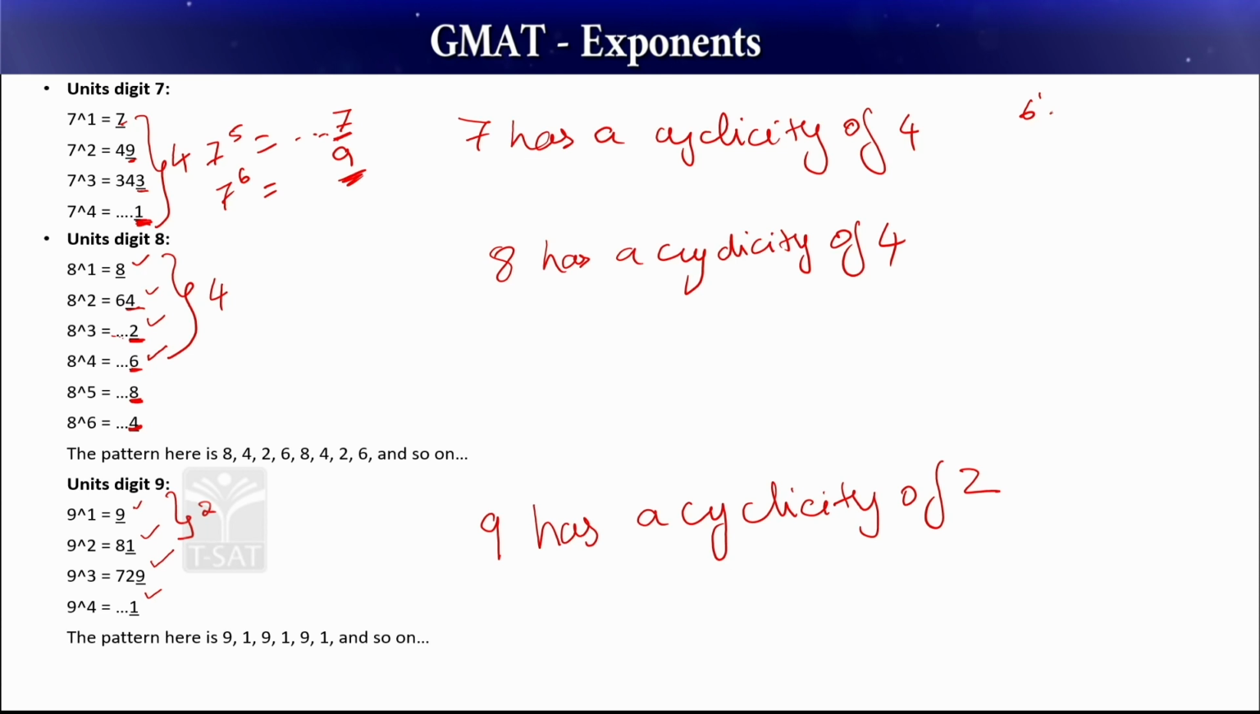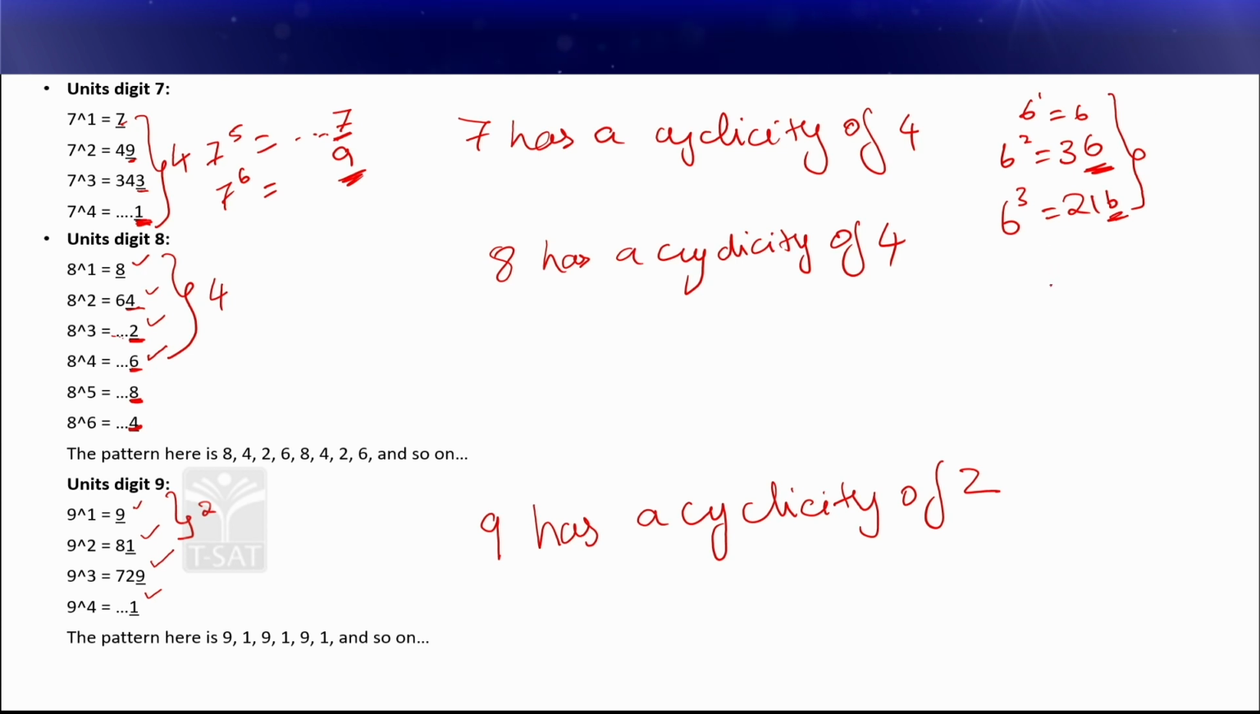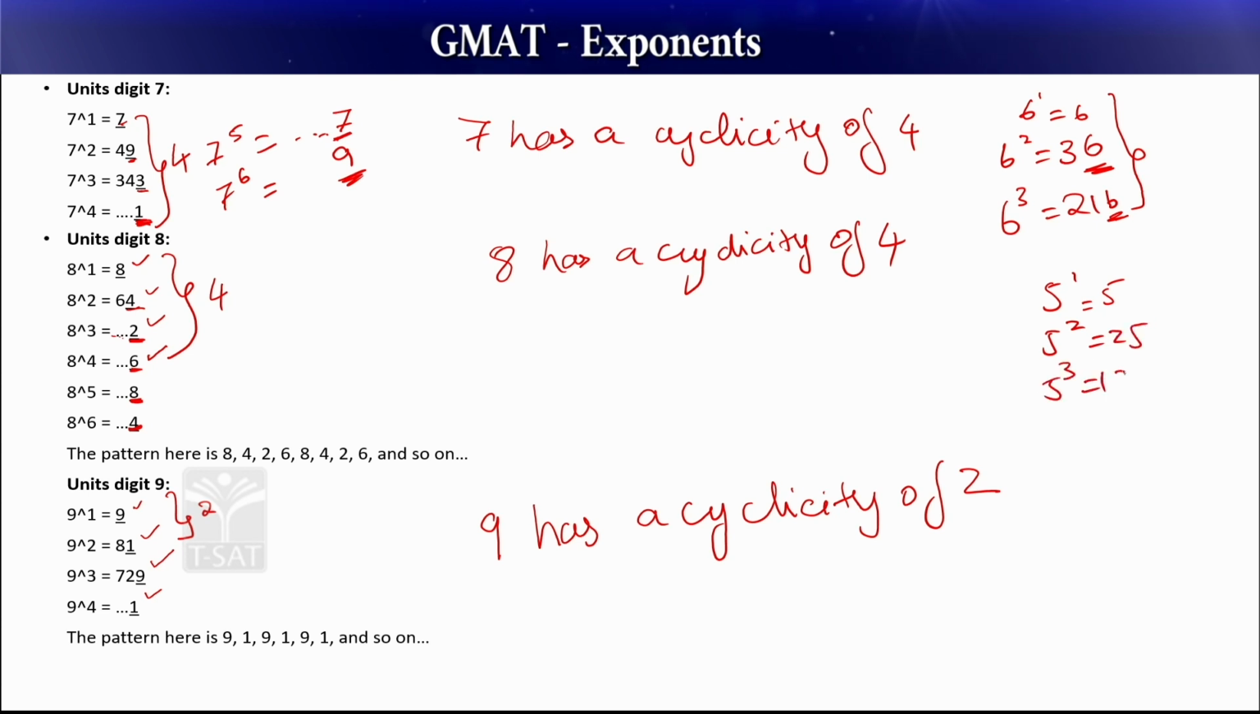6 to the power of 1 is 6, 6 square is 36. Look at the units digit again, 6. 6 cube is 216. You look at the units digit, it is again 6. So 6 has a cyclicity of 1. You raise 6 to any power, always your unit digit is going to have 6. 5 has the same pattern: 5 to the power of 1 is 5, 5 square is 25, 5 cube is 125. It will always be 5. It has a cyclicity of 1. 5 raised to any power will give you 5 at the units digit.